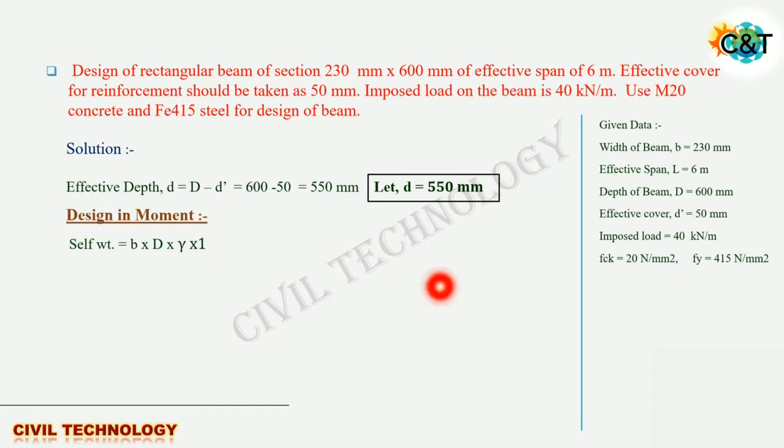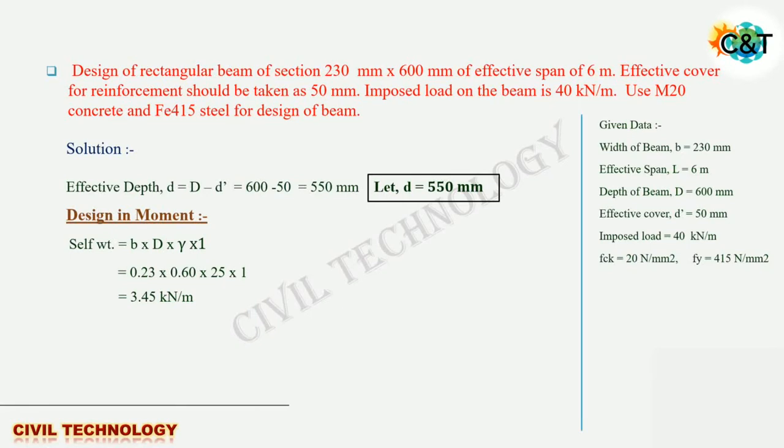So the first load is the self weight, that is the self weight of our beam. Its formula is B into D multiplied by gamma, that is the density, and we find out the UDL. We can take a length as 1 meter, per meter length, we have to find out the loads. All the values are already given in the problem. Here you can see width of the beam 230 mm, overall depth 600 mm, density of the concrete 25 kN per meter cube. So simply put down the values and you get the self weight of beam 3.45 kN per meter.